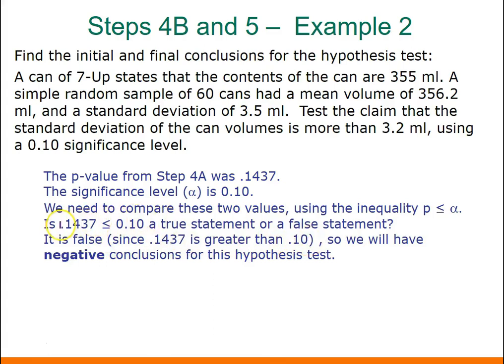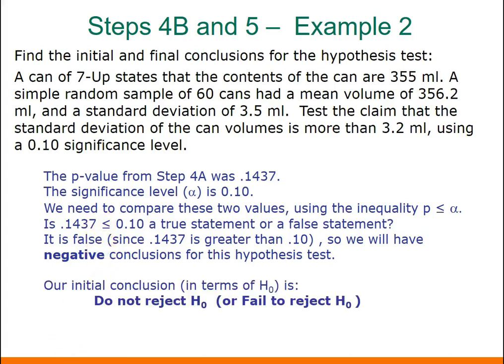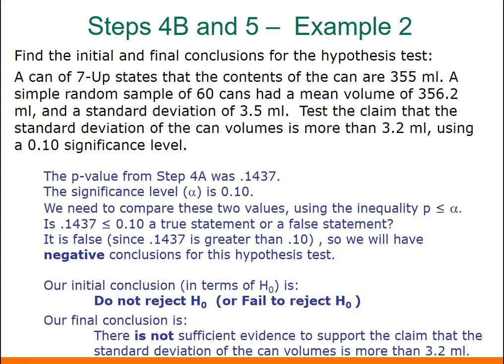So in this one, the p-value turned out to be greater than the alpha. That means that we have negative conclusions for the hypothesis test. So if this inequality turns out to be false, then you have negative conclusions. So our initial conclusion in terms of the null hypothesis is that we do not reject H naught, or another way you can say it is that we fail to reject H naught. And then our final conclusion is that there is not sufficient evidence to support the claim that the standard deviation of the can volumes is more than 3.2 milliliters.